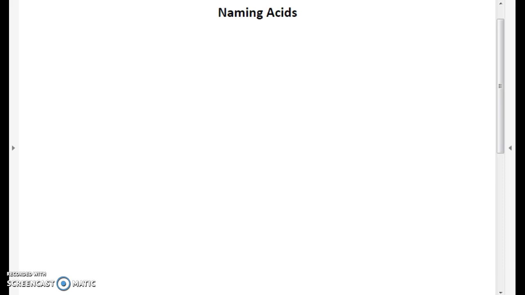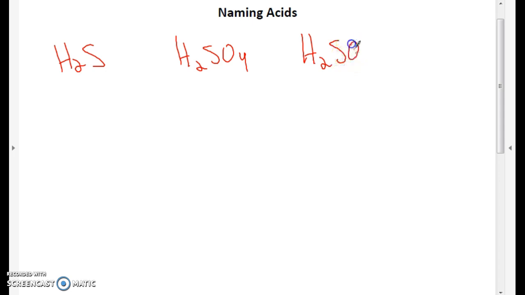Alright, so if you have H2S, you can also have H2SO4, and you can have another acid that's H2SO3. The first one, H2S, is binary. So what's going to happen is that we'll get the prefix hydro. Sulfur goes to sulfuric. So it's hydrosulfuric acid.